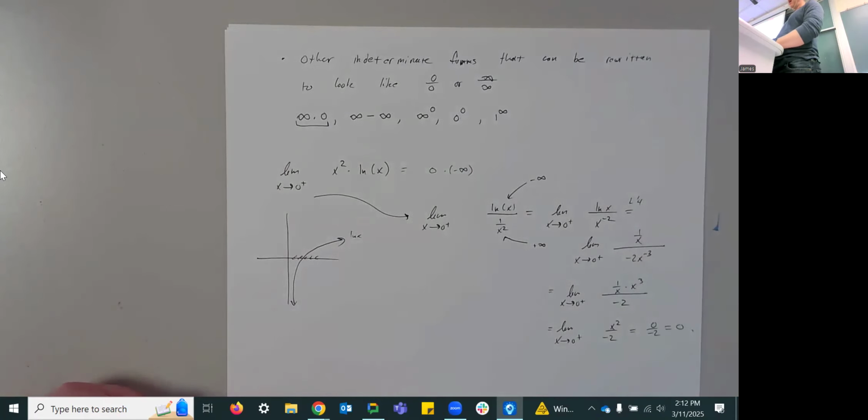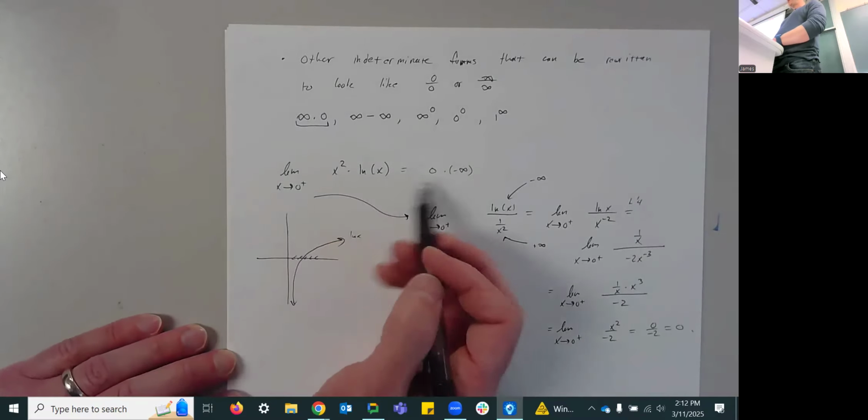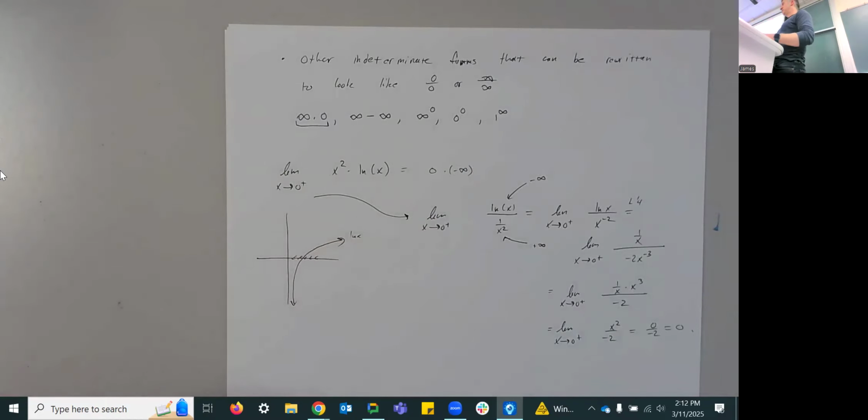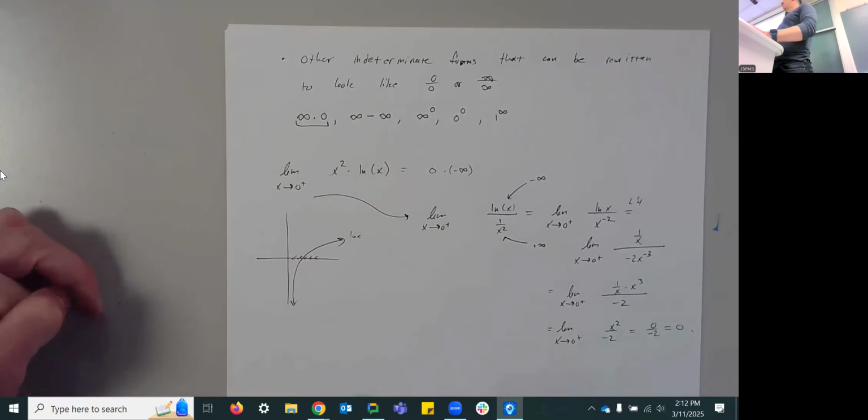I would describe this as the 0 winning, right? You had the 0 times the negative infinity, and the 0 overpowered how big the infinity was to make this thing really small. That's not really necessary to say, it's just how I think. Or the x squared approached 0 faster than the natural log approached negative infinity.